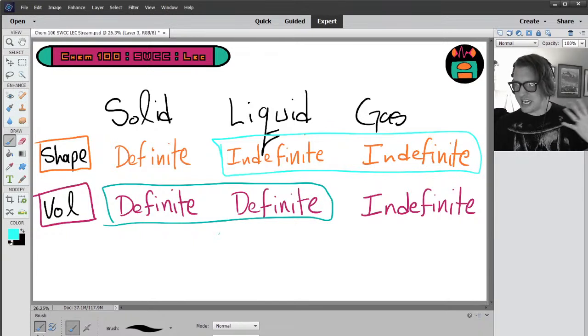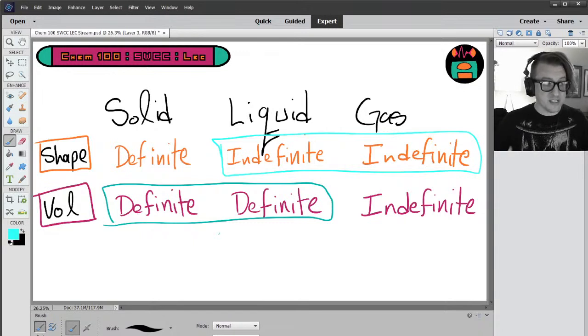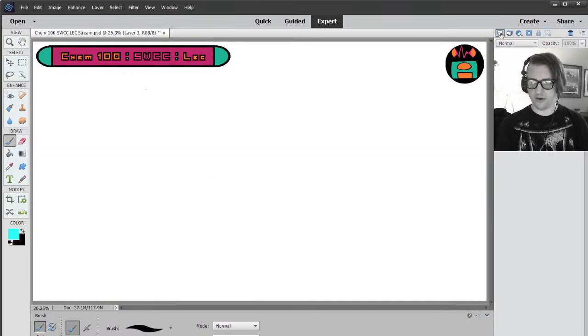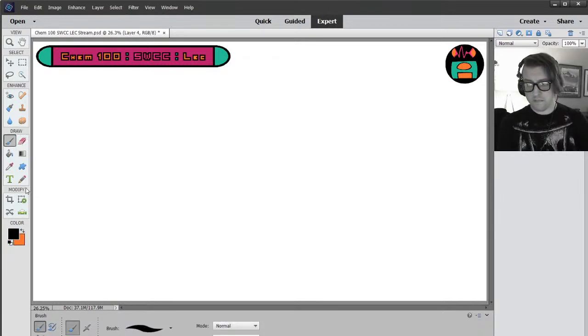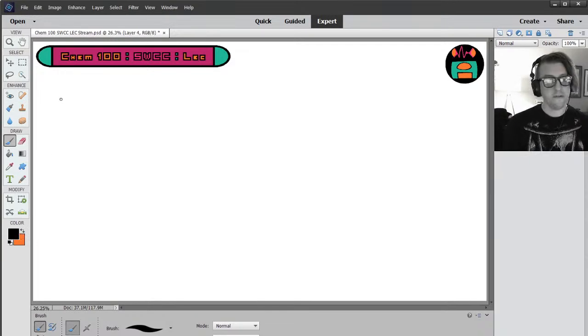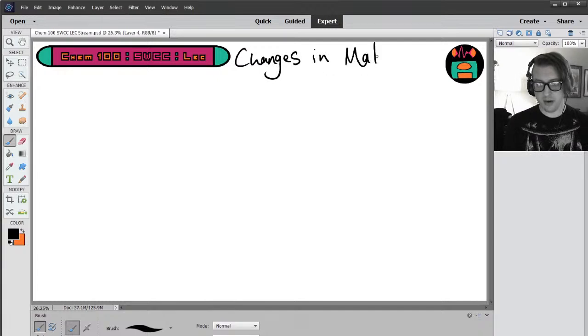All right. So that's kind of like an introduction to the phases, the forms that matter can take. But let's talk a little bit about the changes matter can undergo. Let's talk about how matter changes. Now, matter can undergo 2 types of change. So let's talk about changes in matter.